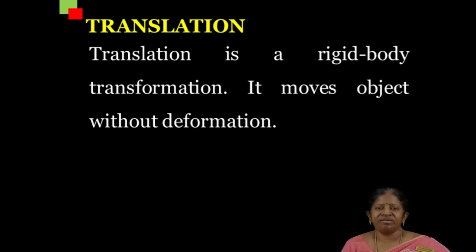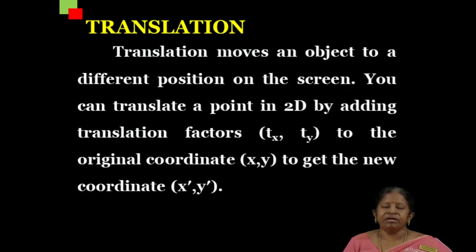Translation does not change the size and the shape of the object. So, it is called a rigid body transformation. Translation will be changing only the linear position of the object. We can move the object to different positions by adding the translation factors Tx and Ty. Tx will be the x translation factor, Ty will be the y translation factor.